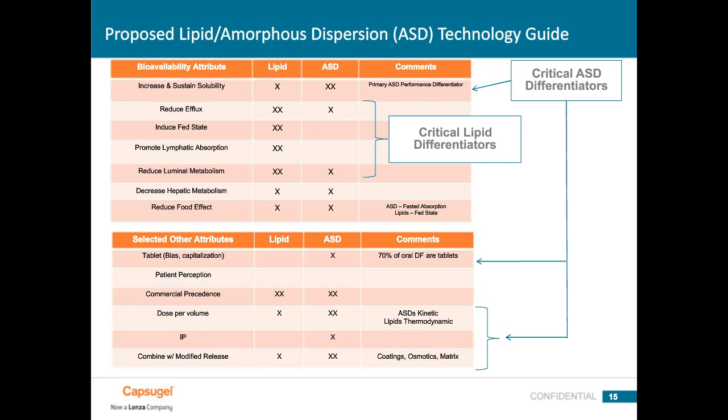For amorphous dispersions, on the other hand, they tend to create and sustain a higher drug activity and higher drug solubility, as well as being possible to combine with modified release formulations more easily, and tend to have higher dose per volume than a lipid formulation. And so those are some of the key advantages of solid dispersions, and they can guide us to selecting a technology depending on the compound and the problem statement.